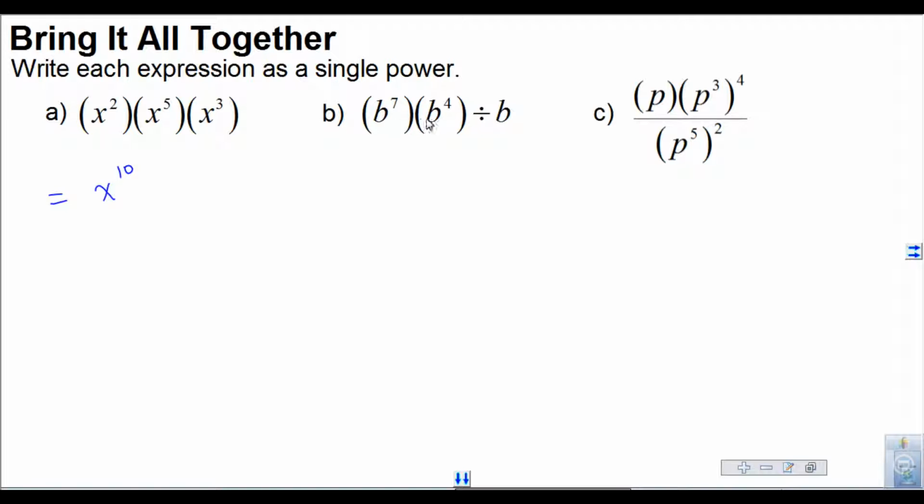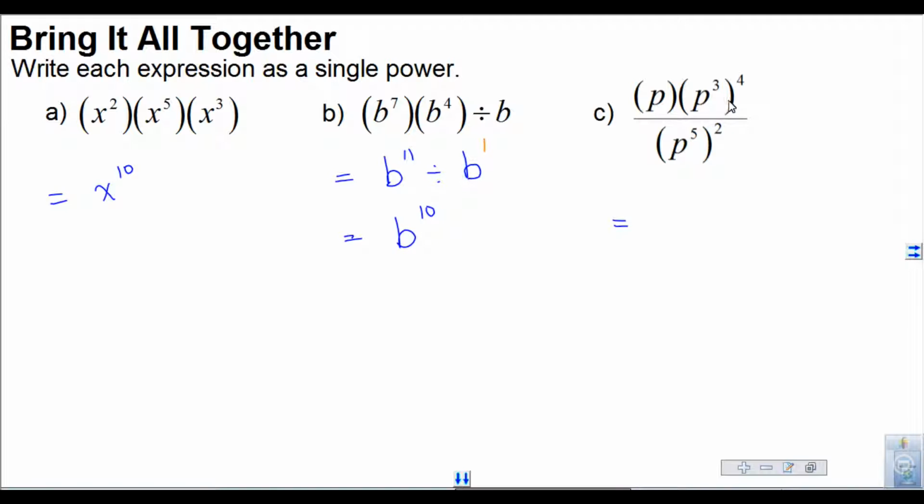Here we've got multiplying happening and dividing happening. So let's just do it in 2 steps here. B to the 7 times b to the 4, that's b to the 11. We're going to divide this with b. These powers are dividing, so we subtract the exponents. Now again, I don't see an exponent on b here, but there really is one. There's an invisible 1. So I'm going to subtract those exponents, so that's b to the 10.